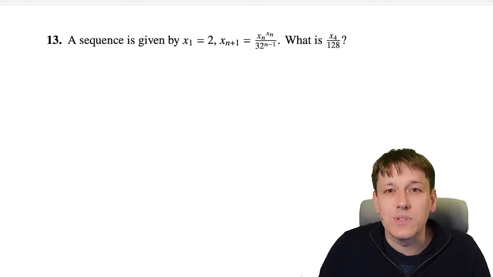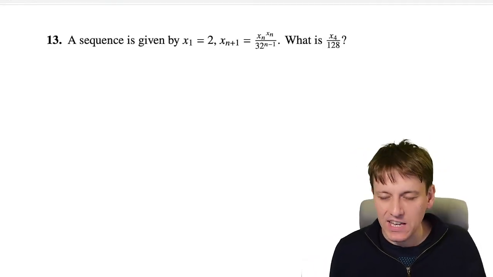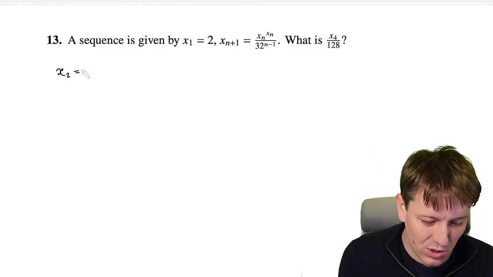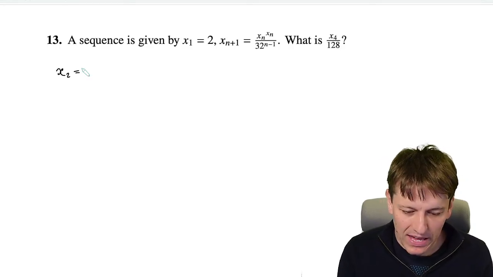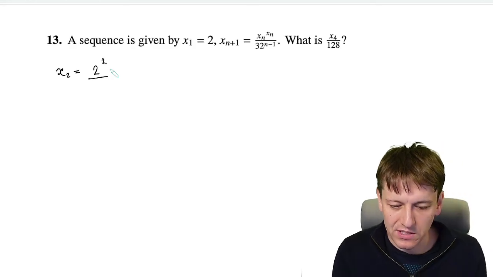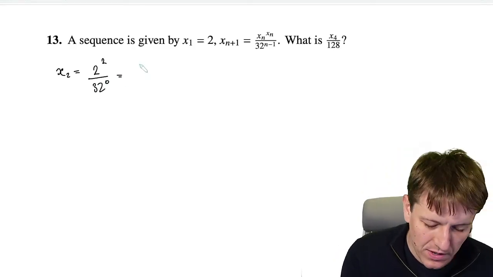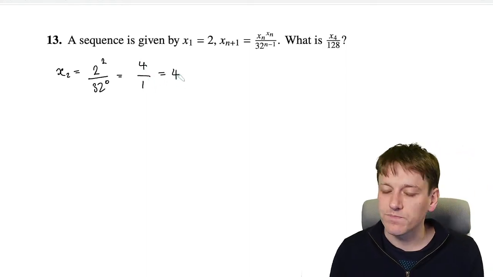Well, we've got a sequence given by x1 is 2, and then we've got the rule to go from one term to the next. And we've really just got to very carefully follow this through, right? So x2, for x2 we've got n equals 1, so x1 is 2, so it's 2 to the power of 2, and then I've got 32 to the 1 minus 1, so 32 to the 0. So that's just 4 over 1, which is equal to 4.